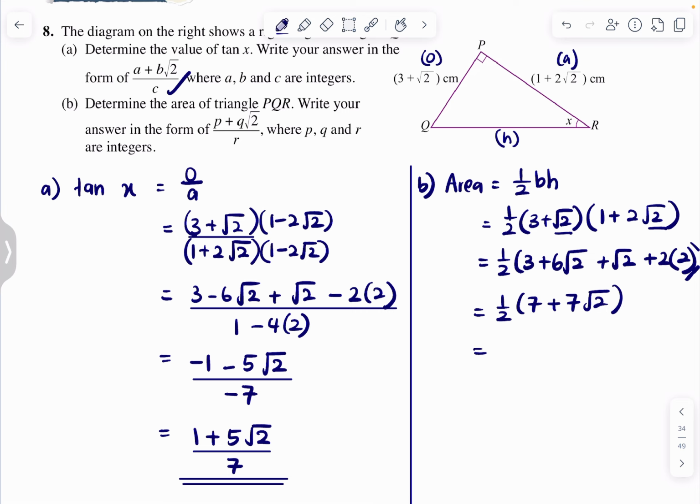So if we expand the 1 over 2 inside, we get 7 over 2 plus 7√2 over 2. Or, since they want it in a single fraction like this, we can just do 7 plus 7√2, the whole thing over 2. Done. That's it.